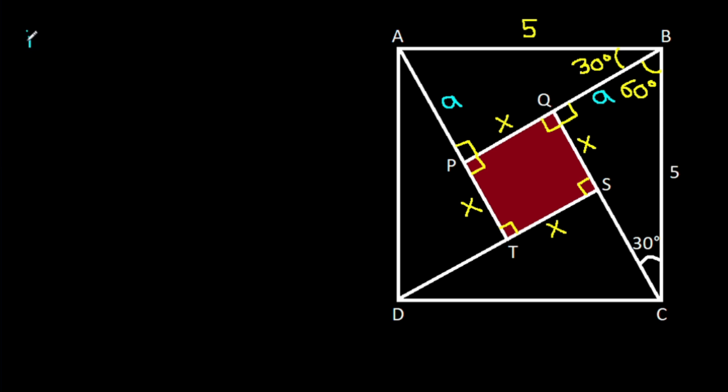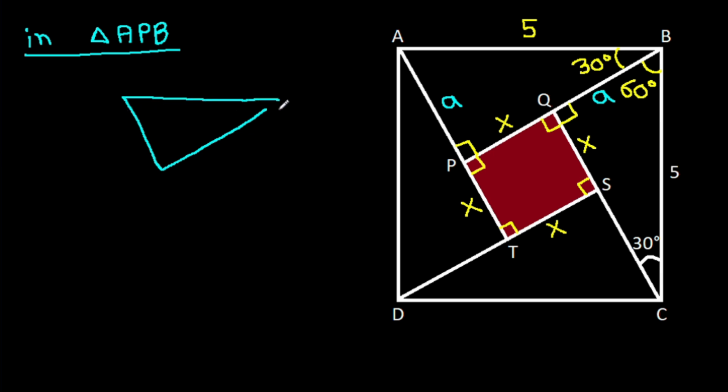Now in triangle APB, this angle is 90 degrees, this angle is 30 degrees, AB is 5, AP is a, and BP is x plus a.